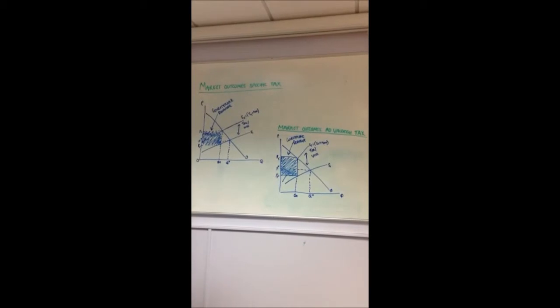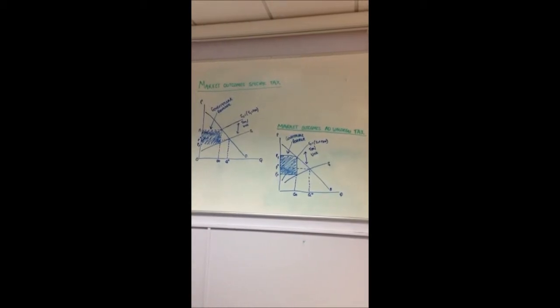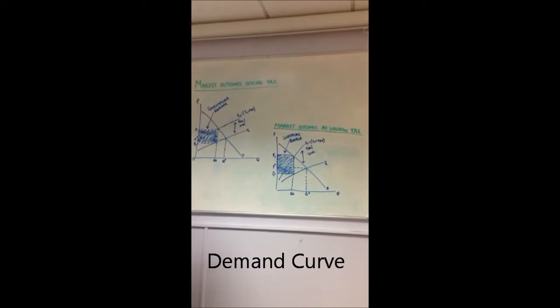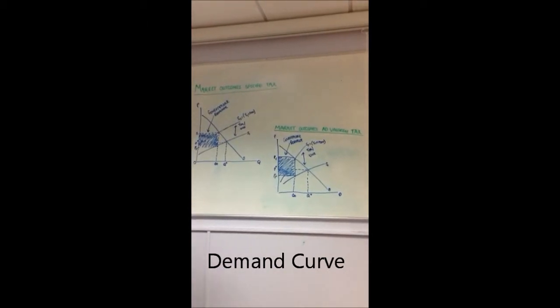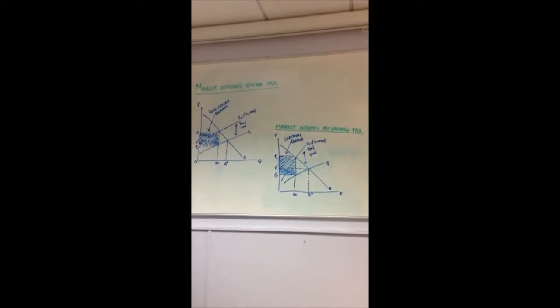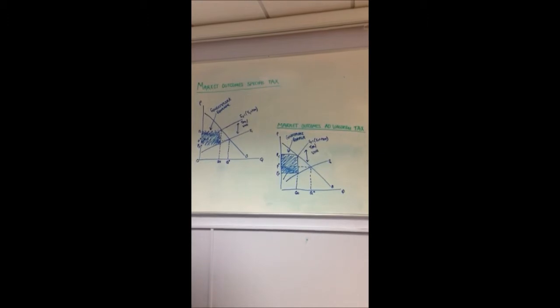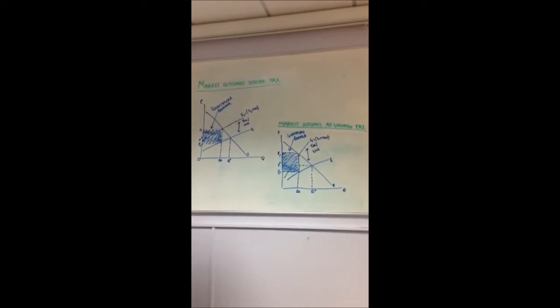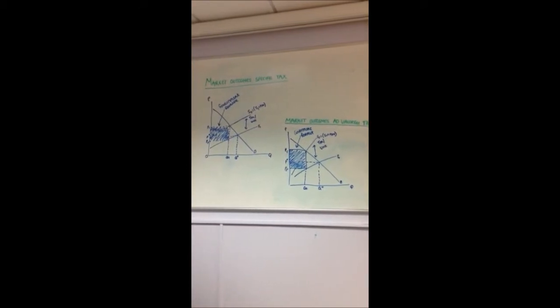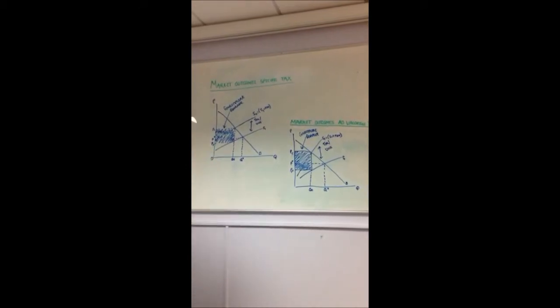So the graphs here are exactly the same as the previous ones, however we have now added a demand curve. In this graph, the pre-tax equilibrium is determined by the intersection of the demand curve D and the supply curve S1. So the price paid by consumers and received by producers is P star. The quantity demanded and supplied is Q star.